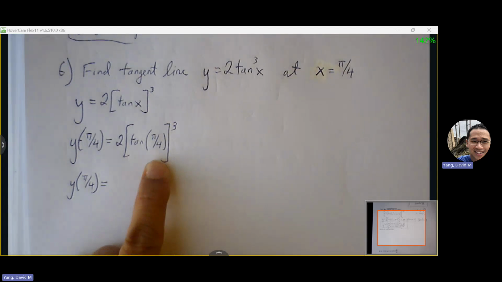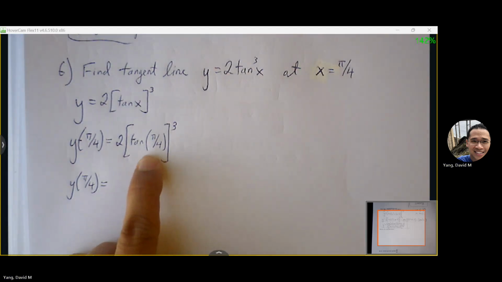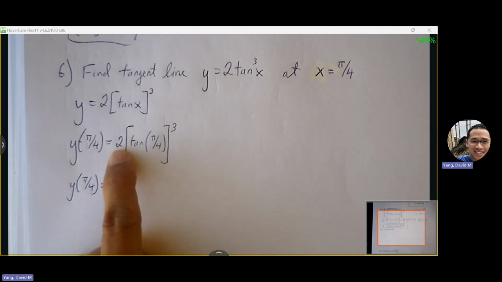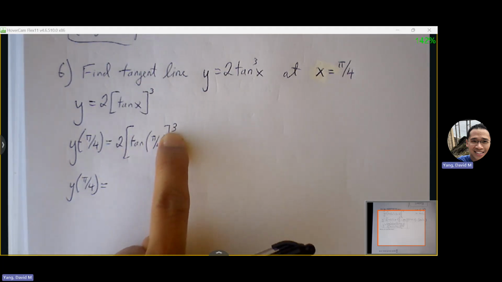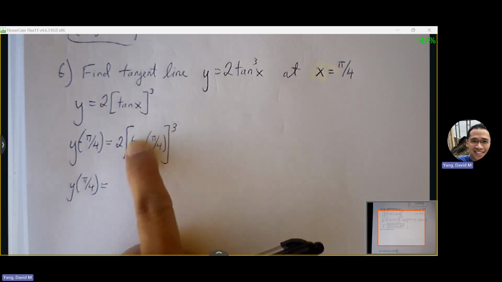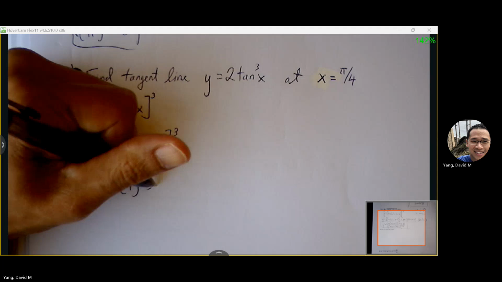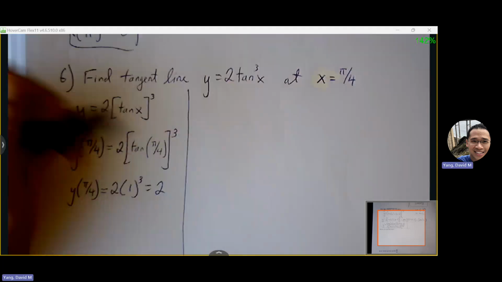What's tangent of pi over 4? 1, yep. 1 cubed is 1. 1 times 2 is 2. Make sure we don't do this, right? That we don't do 2 times 1 and then cube it. So that cubing is only going to impact the 1. Okay, so my order pair is just pi over 4, comma 2.